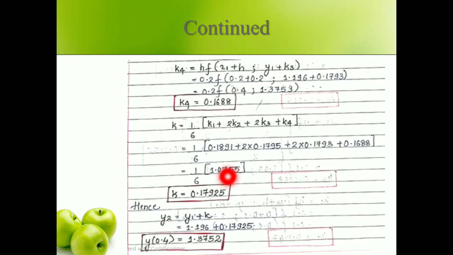0.17925. Hence y2 will be equal to y1 plus k. y1 is 1.196 plus k value is 0.17925. So the required solution, that is y of 0.4, will be equal to 1.3752.